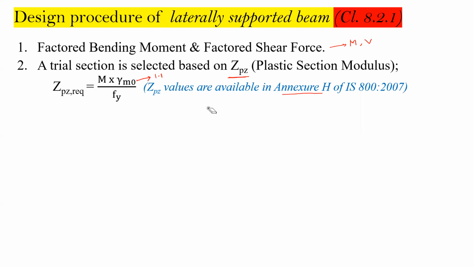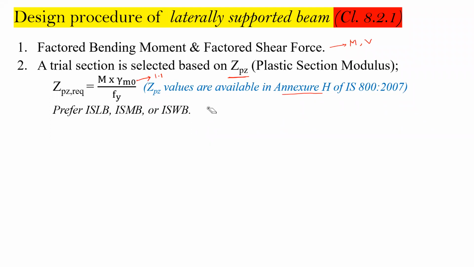Now in I sections, you have different types, that is ISLB, ISJB, ISWB, ISMB, and ISHB. Among all the different types of I sections, ISLB, ISMB, and ISWB are the most preferred beam sections, especially for laterally supported beams. This is available from the literature. If you go through the textbooks, it is said that you try to prefer ISLB, ISMB, or ISWB based on the ZPZ value. So don't go for the selection of ISHB or the other sections.